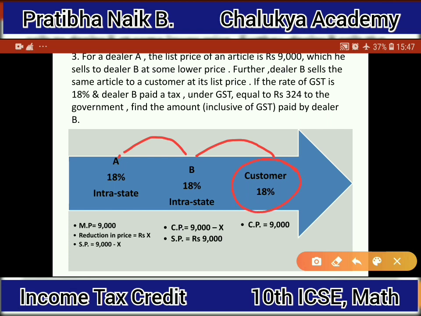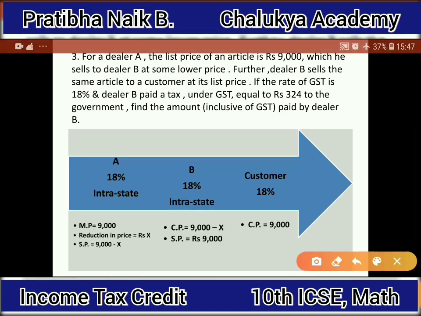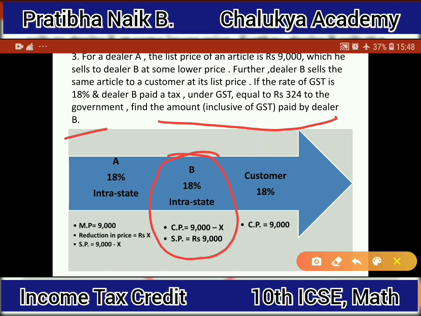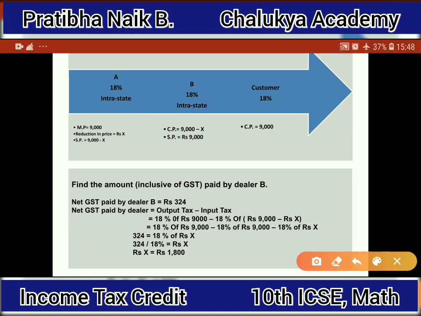Okay, so we have to find out the amount of GST or amount including GST paid by dealer B. So we have to concentrate over here, dealer B. Okay. Now in this case, the mark price at dealer A is 9,000. He has reduced the price. So let's assume that the reduction in price is rupees X.